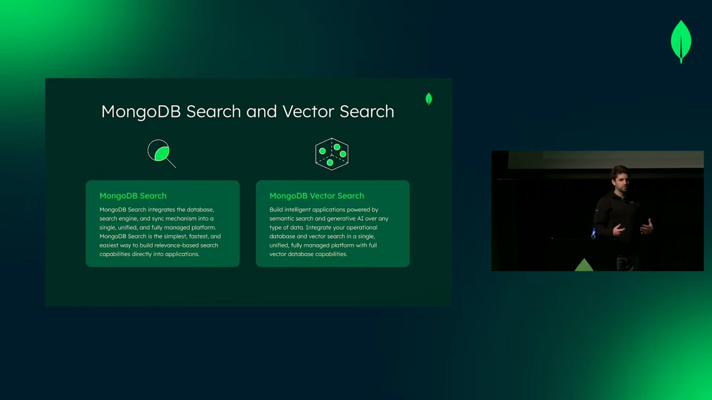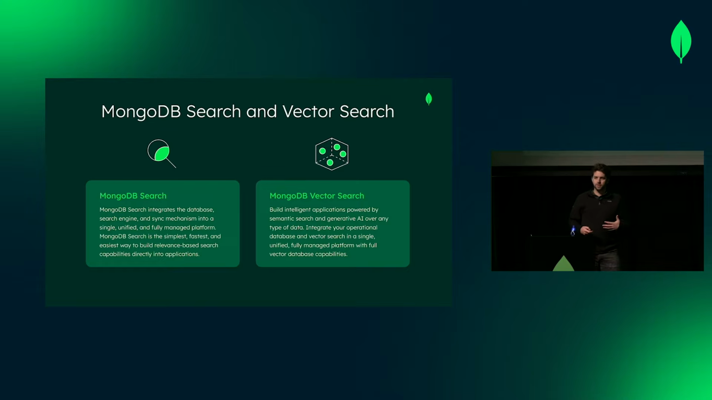I'm going to talk mostly about the implementation of search and vector search and how it works today. But just at a high level, search is going to give you feature-rich, performance-relevant search. And vector search lets you build intelligent apps powered by semantic search and generative AI. Both of these are deeply integrated into the database and let you have these capabilities without having to do a lot of management. So we're going to dive a little bit into that.